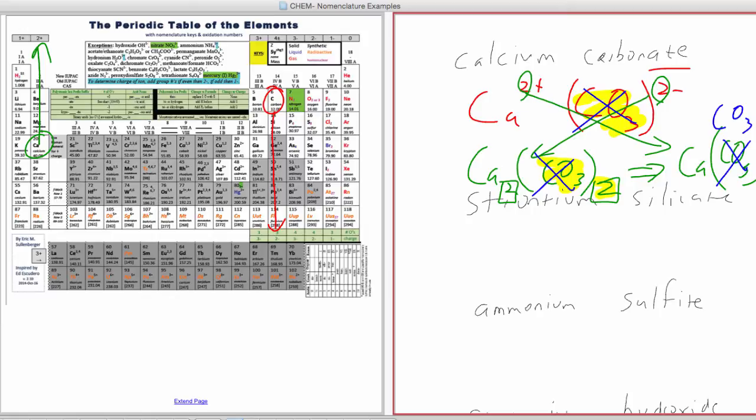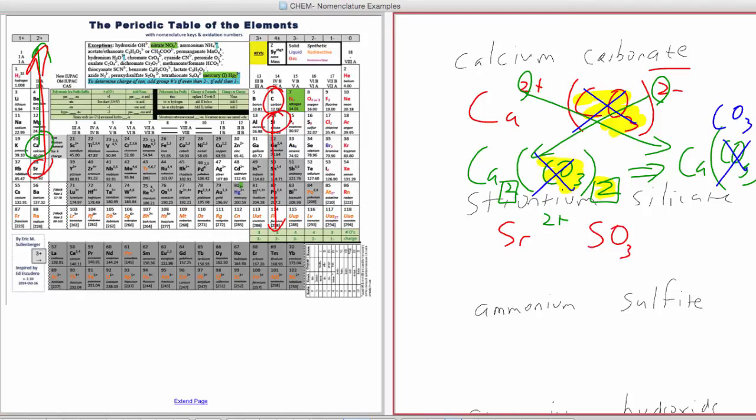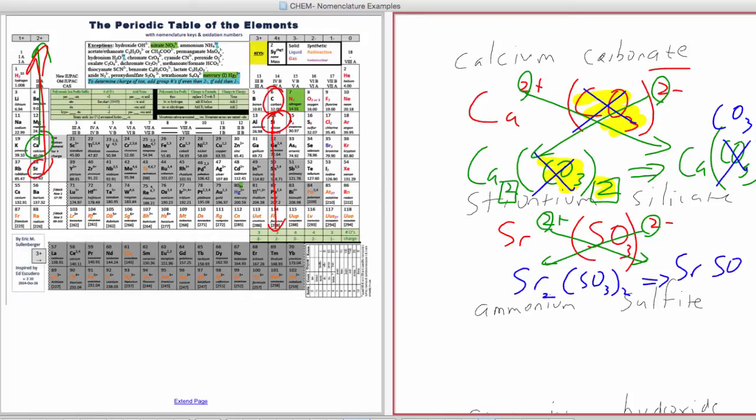The next one we have here, strontium. Strontium is Sr. It's got a 2+ charge to it. Silicate. Well, that's going to be silicon. There's silicon. Silicon should be SiO3 with a 2- charge then. So then we crisscross, and we end up with Sr2 parentheses SiO3 parentheses 2. And it reduces down to SrSiO3.